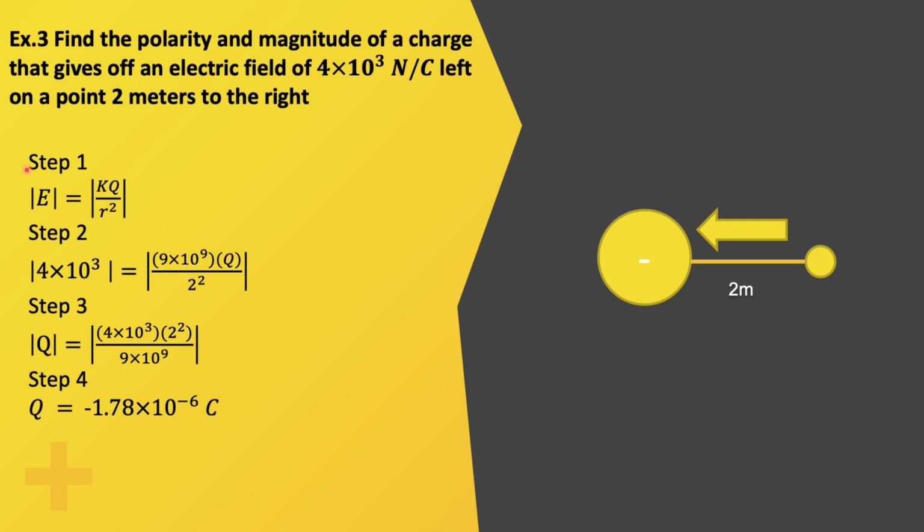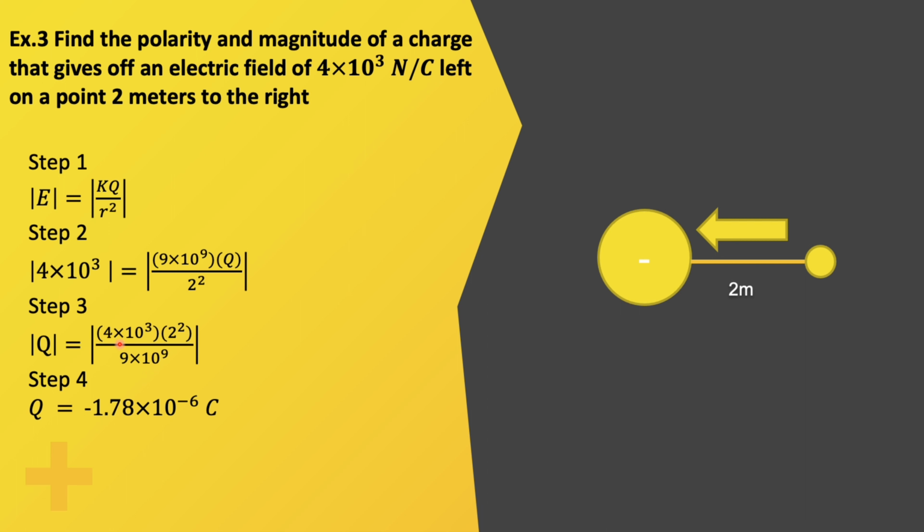Now let's move on to calculating the magnitude. From the information we're given, we have electric field, but we're also given radius. So we know we have to use E equals kQ over r squared. Now we're going to plug in all the numbers, and the variable we're looking for is Q. So we're going to isolate that by multiplying by the 2 squared and dividing by the 9 times 10 to the 9, which creates this.